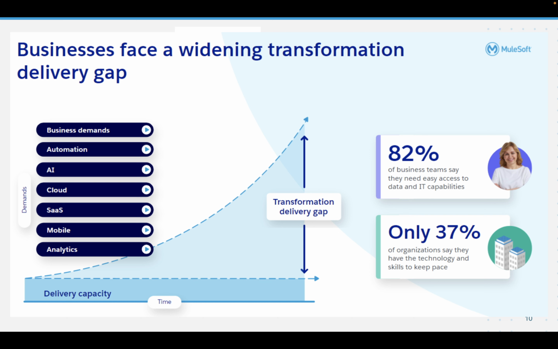So for that reason, after some time, when companies started to grow and expand, they set certain targets. It was basically improving efficiency and employee productivity, then focusing on mission critical tasks which cannot be automated, right? So the company started to look out for a tool which could help them, and MuleSoft was right there. In terms of percentage, it's written that 82% of business teams say that they need easy access to data and IT capabilities, and only 37% of organizations say that they have the technology and skills to keep pace.